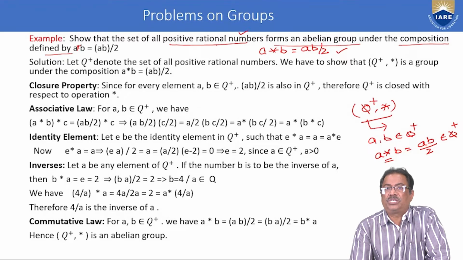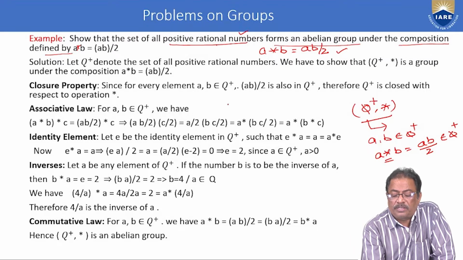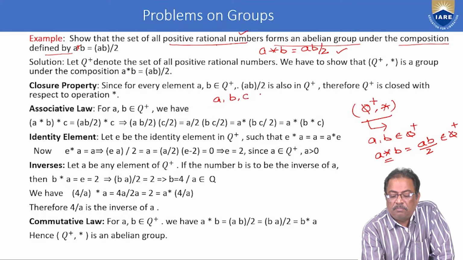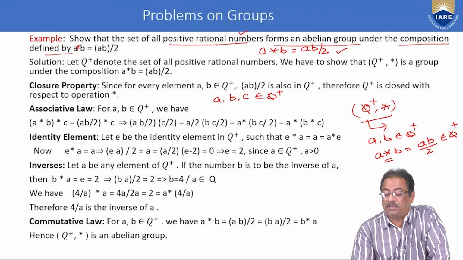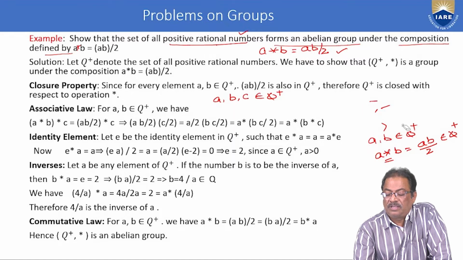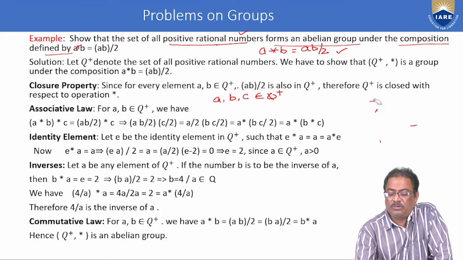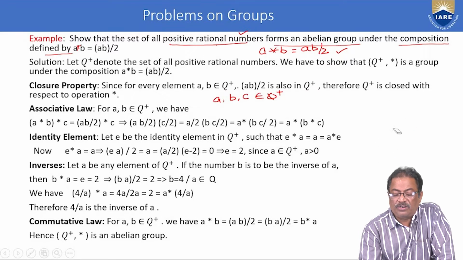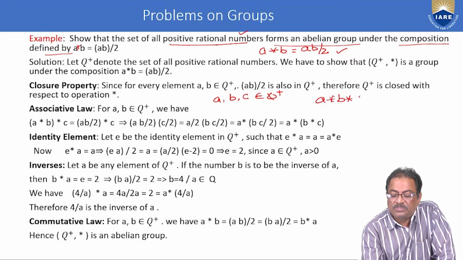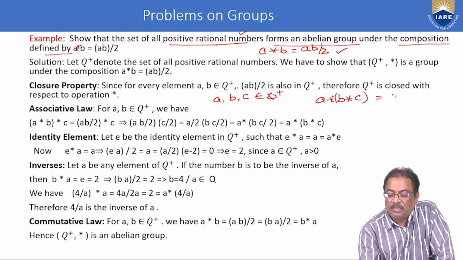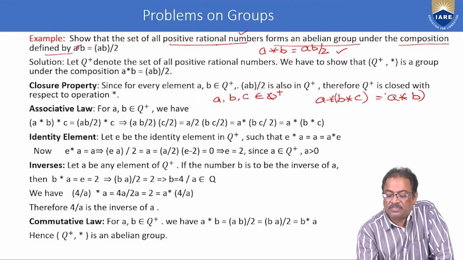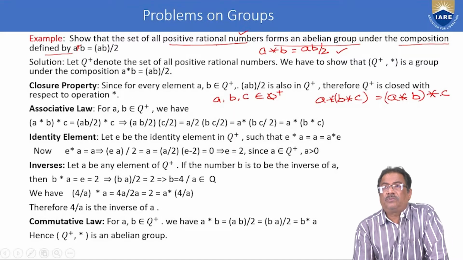Next, another one is the associative property. Let us consider three elements A, B, C belonging to Q plus. Now we have to verify the associativeness. For that, we are going to prove that (A star B) star C is equal to A star (B star C). So we have to verify this.